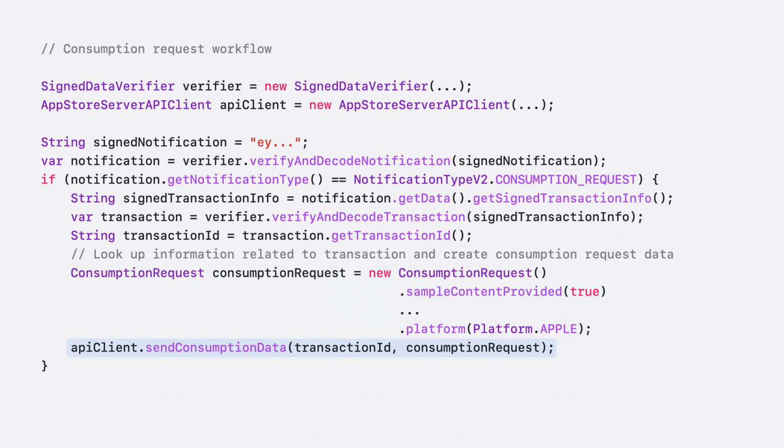Once I have constructed the consumption request object, I then call the Send Consumption Information endpoint using the API client created earlier. I pass in the transaction ID and consumption request. If no exception is thrown, the data was successfully submitted. And that's how to handle the consumption request workflow using the App Store server library.